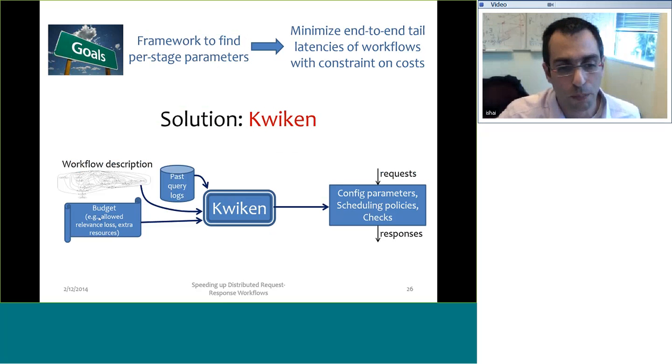So in a nutshell, the system Quicken is as follows. We know the budget, for example, the allowed relevance loss or the extra resources. We know the workflow description, and an important part is that we have the past query logs. We can measure the execution times of previous queries. Quicken takes all this as input and produces the configuration parameters or the scheduling policies for each of the stages. The requests that are coming into the system use these, and we get responses, hopefully with substantial improvements on the tail latency.